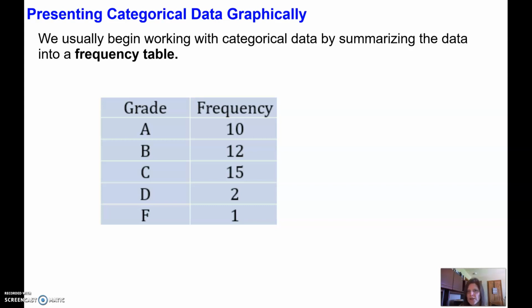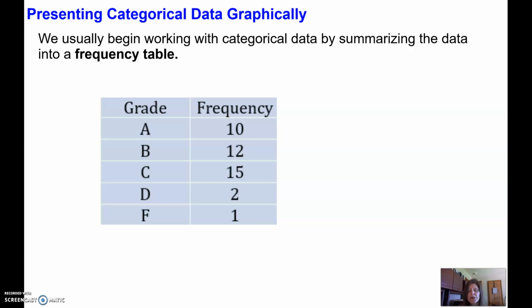There are different ways that we can present and organize data that has been collected. In this video, we're going to look at two specific ways, and that is the frequency table, which we have here in front of us, and then a bar graph, or some people say bar chart. So a frequency table is pretty much what it sounds like.